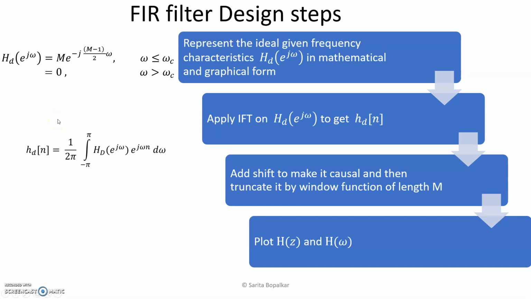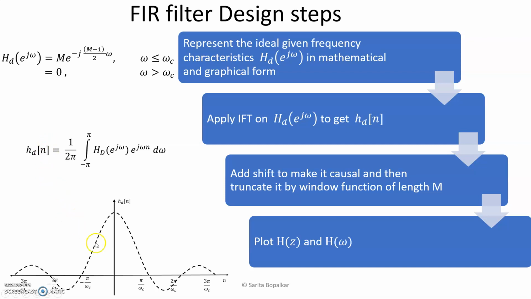Then the next step is to apply the inverse Fourier transform to get the hd[n] for this desired frequency response. One more suggestion here is that you can directly use the generalized formula to get the hd[n], instead of solving the inverse Fourier transform and increasing the computational complexity. Next step is to add the shift. When you get the hd[n], it is a sinc pulse, infinite in duration and non-causal. When you use the generalized formula, you will get a non-causal signal, infinite in duration.